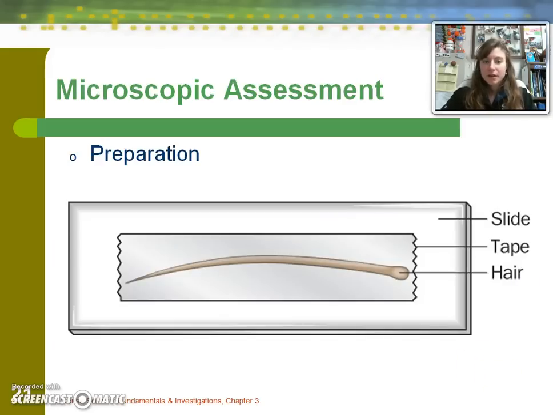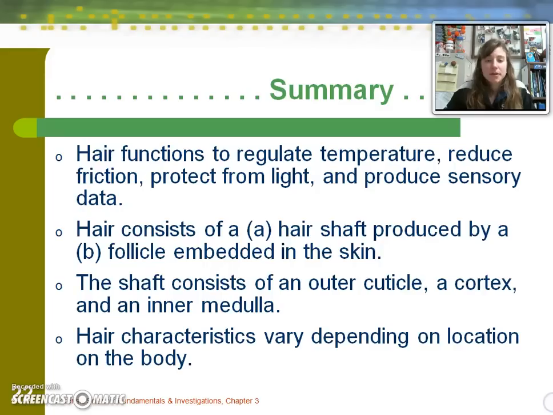In analyzing a slide of hair, it's pretty simple. You can use an adhesive like tape or nail polish or glue to adhere the hair to the slide, and you can look with your compound light microscope.